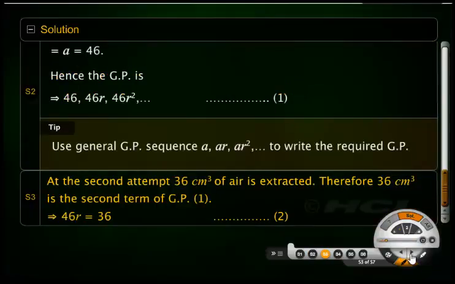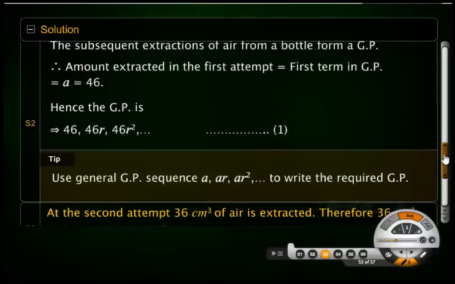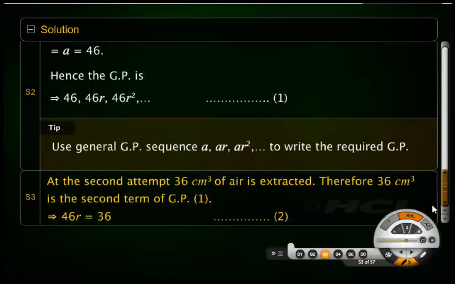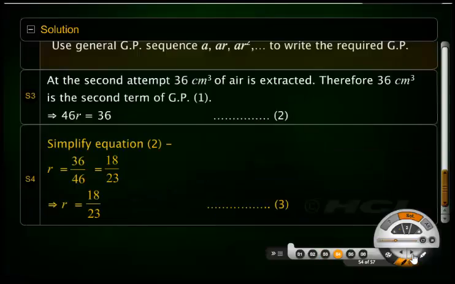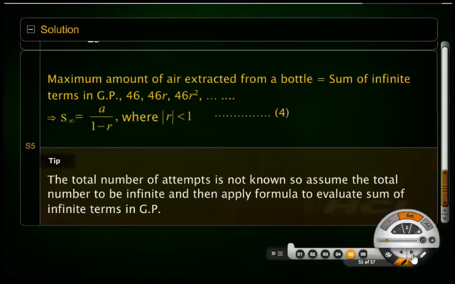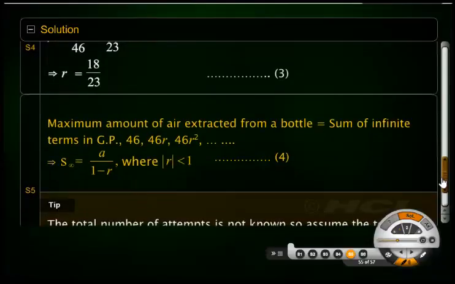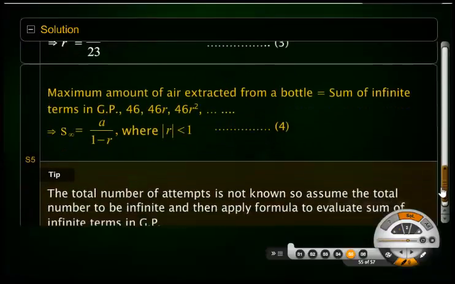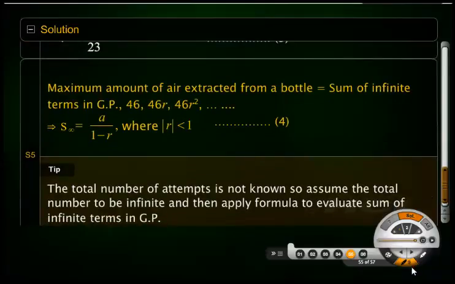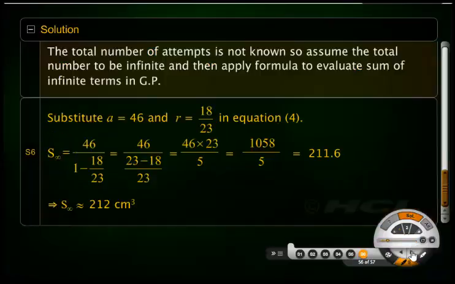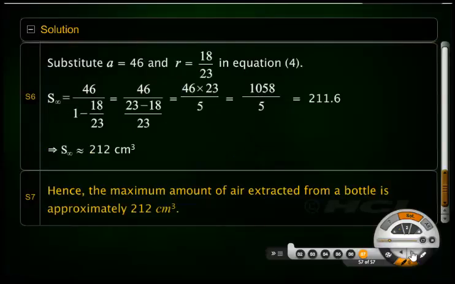We are given that at the second attempt, 36 centimeters cubed of air is extracted from the bottle. This implies that the second term, 46R in the GP given by equation 1, is 36. Now simplify equation 2 to get the value of the common ratio R as shown. Since the total number of attempts to extract air is not known, consider it to be infinite. Therefore, the maximum amount of air extracted will be the sum of infinite terms in the GP as shown. Now, substitute the values of A and R in the formula given by equation 4 and simplify as shown. Hence, the maximum amount of air extracted from the bottle is approximately 212 centimeters cubed.